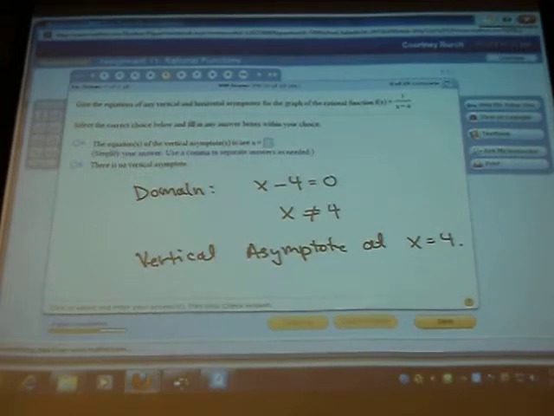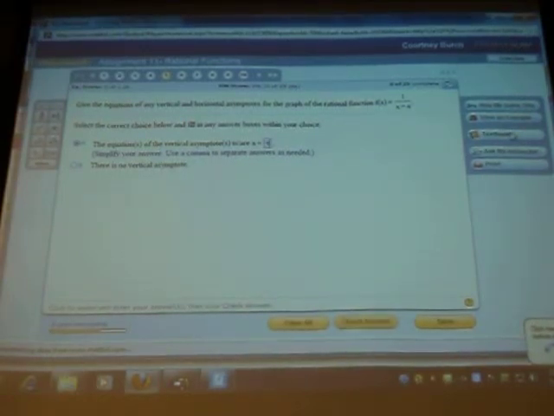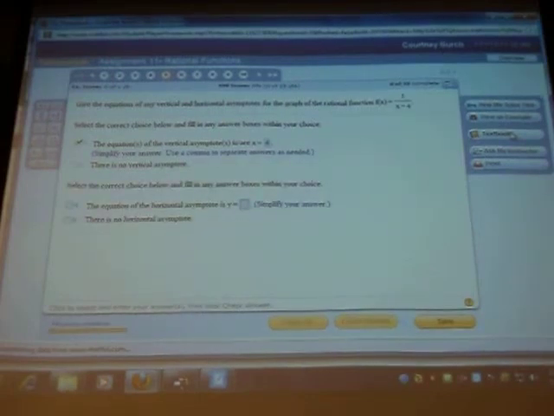Usually the ones with holes, it's a big tip-off because it'll have multiple choice in this problem. Like one of the choices will be there is a hole at such and such. So if you don't see that, chances are there's not a hole in the graph. Okay, so I just want to answer vertical asymptote at x equals 4.